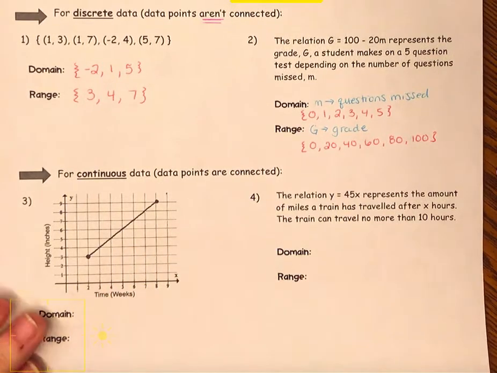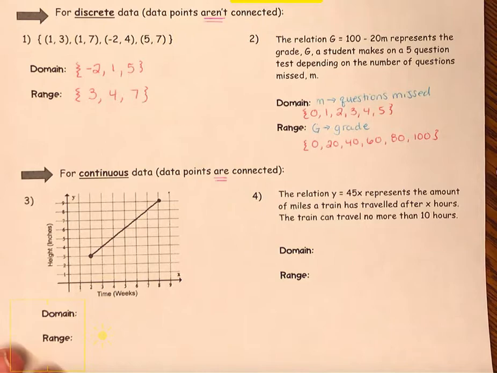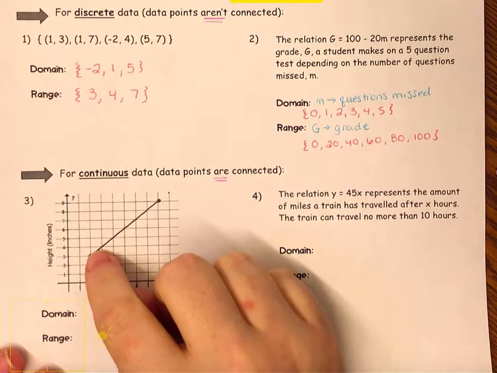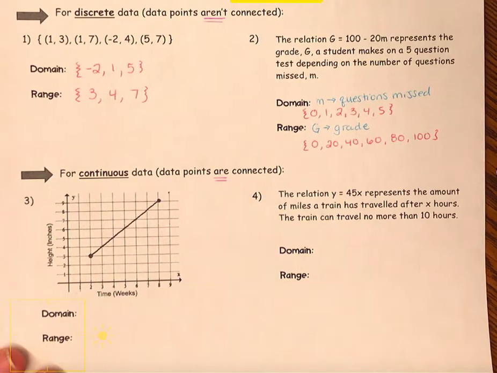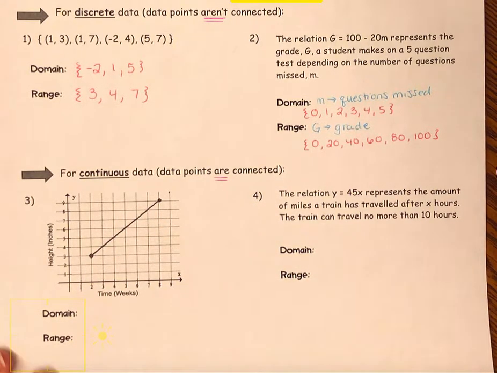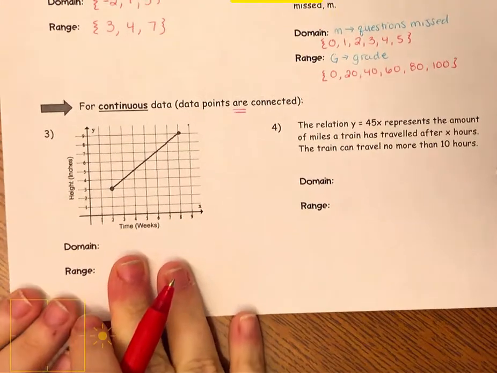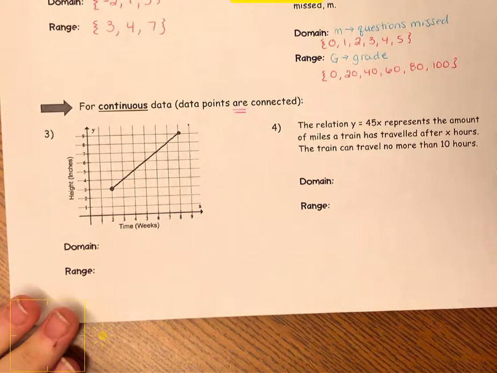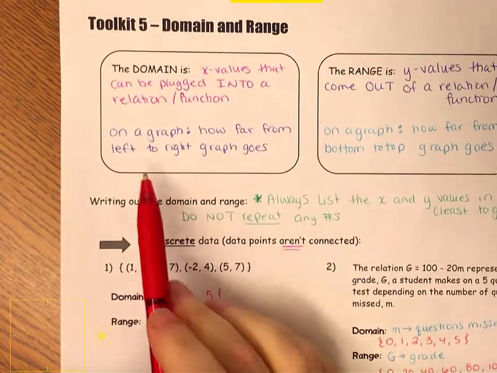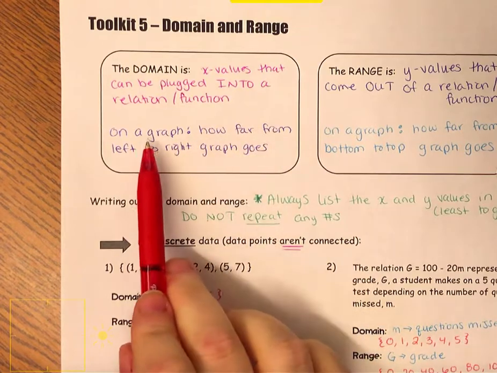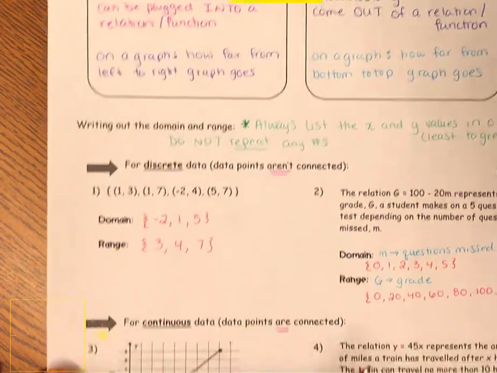Now we will look at these two as well, continuous data. So the data points are in fact connected, so we do want to connect them. Data points that are connected means that any value in between the start and the end is included in the domain and the range. So if I'm looking at this graph, I need to find my domain, which is the x values, so from left to right. So if we remember from a graph, how far from the left to the right the graph goes.